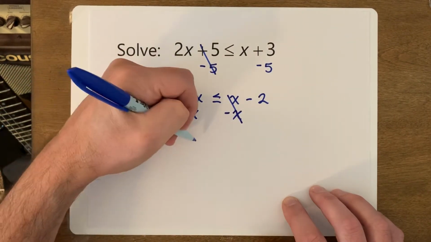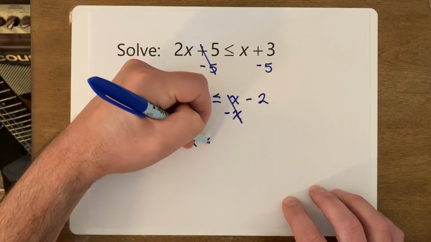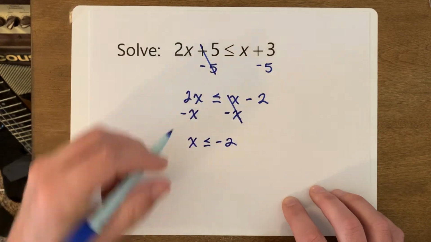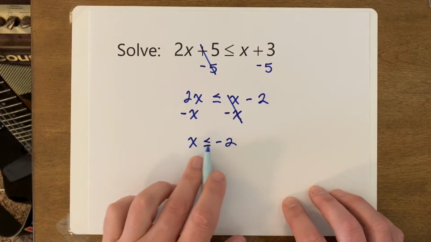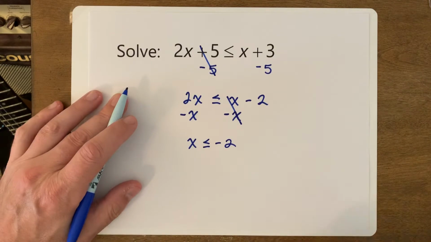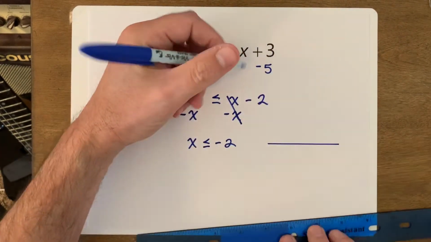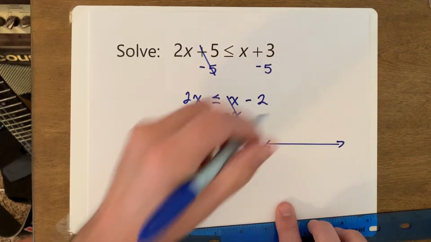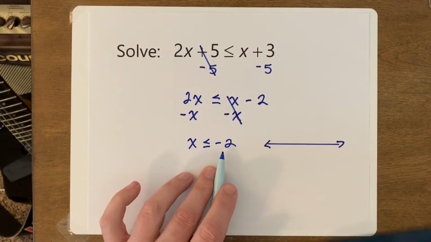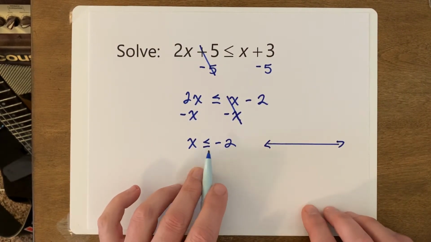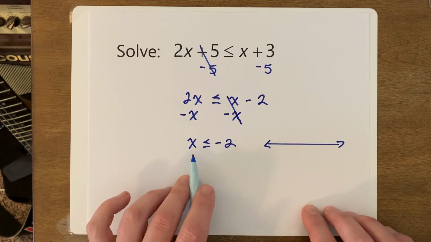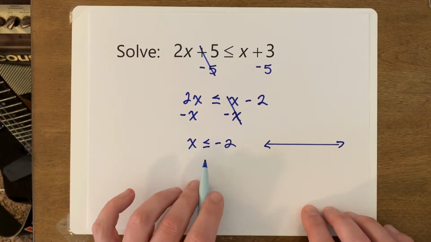2x minus x would be just x, less than or equal to negative 2. And then we're going to graph this. And I want you to notice on this one, just because you see some negatives in a problem doesn't mean you automatically flip the symbol. You only flip the symbol if you multiply or divide by a negative. And we did not do that here for this one.